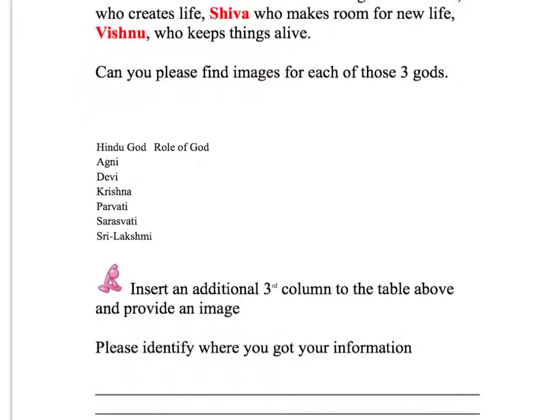And as an extension task here, students can add a third column or provide me information on what these gods look like. Again, I'd like to know where this information comes from.